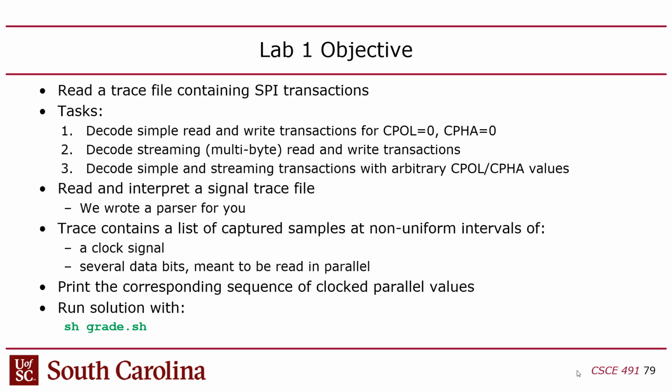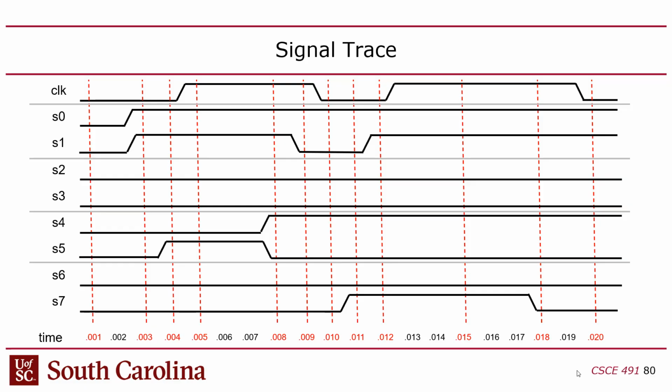Okay, so that's the top level description. Let's talk about some details. So as I mentioned, we have a signal trace. You could think of this like a recording from, if you have an oscilloscope that can write to a USB thumb drive. The idea is that you're sampling data and writing those samples to a file, usually a text file, right?